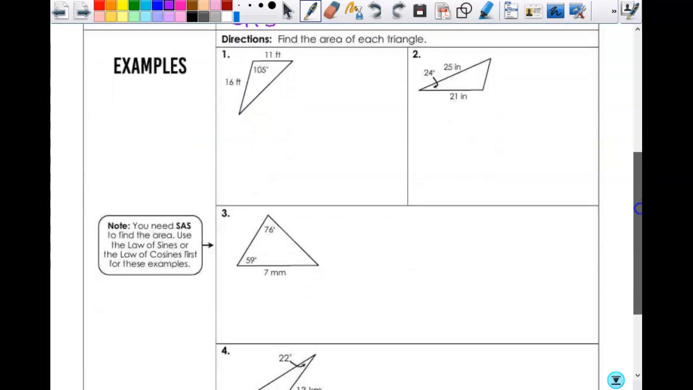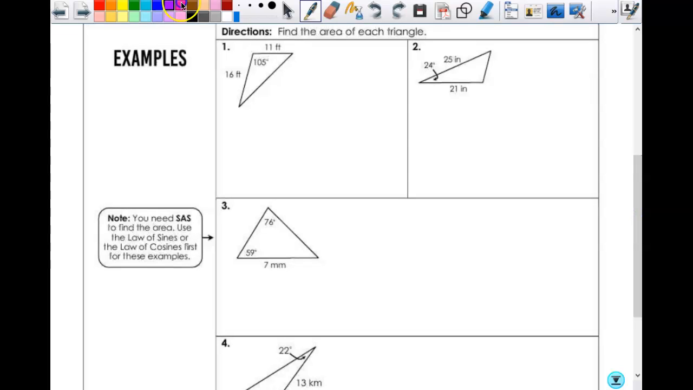So let's look at number 1. The area formula for the triangle is 1/2 AB sine of C, right? Do I have a side, angle, side situation here? Yes, I do. So this is side, angle, side, so I am good to go with it like it is, which means I just substitute it in. I get 1/2 times 11 times 16 times the sine of 105. And then I just type that in the calculator.